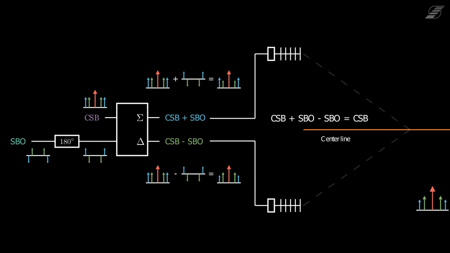Since the SBO signal is added with a 180-degree phase difference between the antennas above the center line and the ones below, the signal cancels itself out on the center line. That way, only the CSB signal is present on the center line and no tone is predominant.